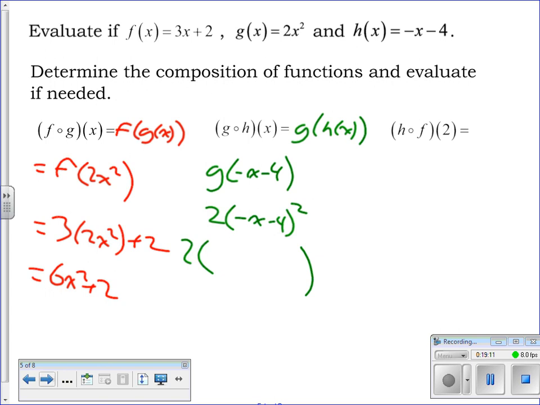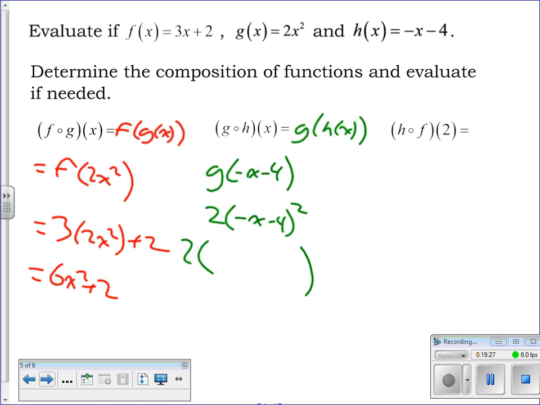Squaring. It's not x squared plus 4 squared. It's not x squared minus 4 squared. It's negative x minus 4 times negative x minus 4. Or you can use the shortcut for squaring.